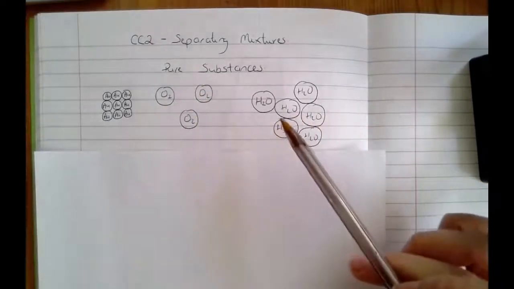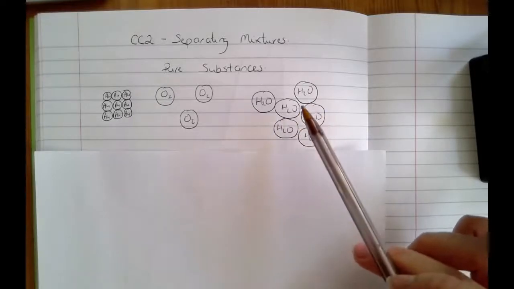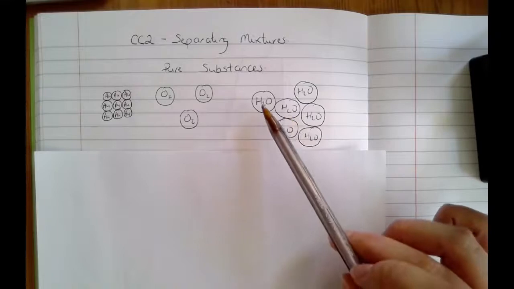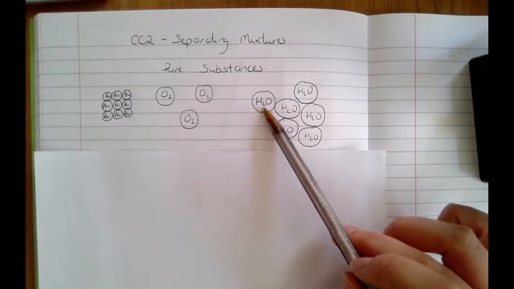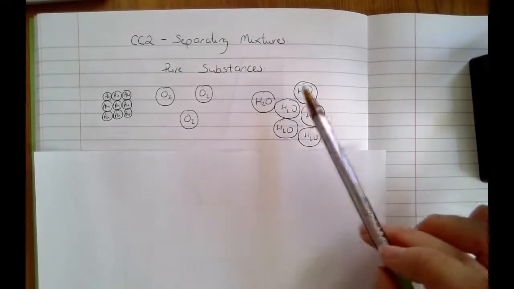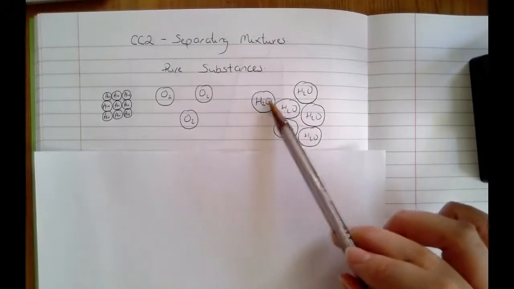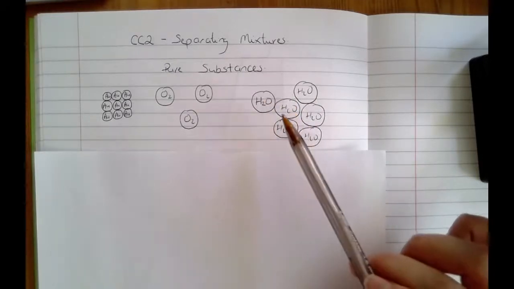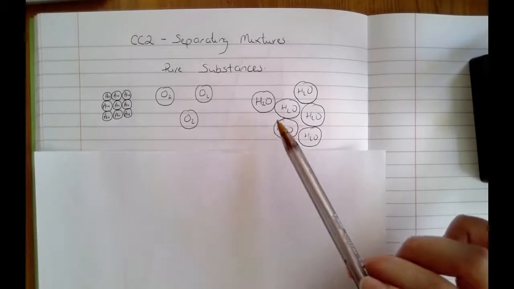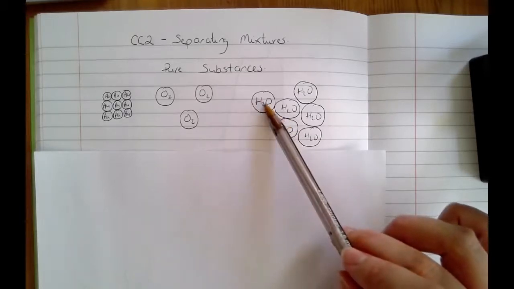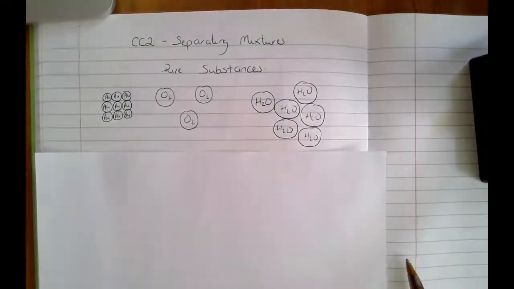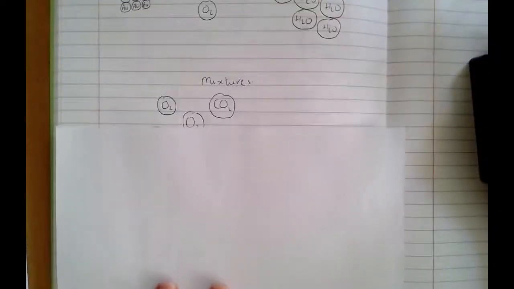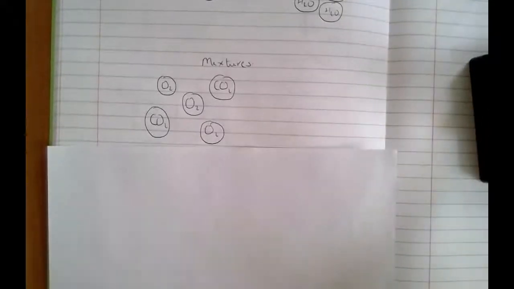Next up, I've got H2O, which is a liquid, so I've drawn the particles kind of touching each other. In H2O, you've got 2 different elements. You've got hydrogen and you've got oxygen, but they've combined to make 1 molecule of water. Because all of my molecules are exactly the same, this is still a pure substance. So just because I've got more than 1 element doesn't make it impure. Hydrogen and oxygen combine to form water. I've only got water molecules present. This is pure water.